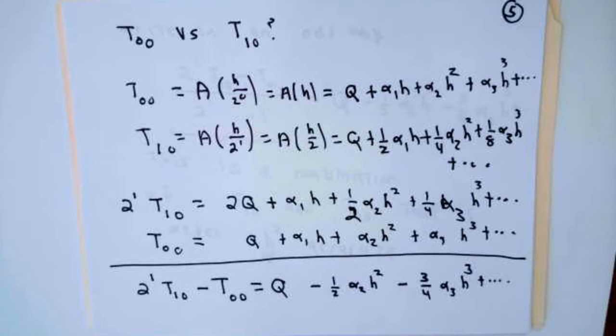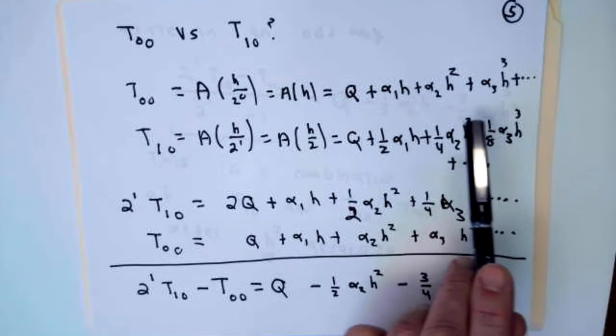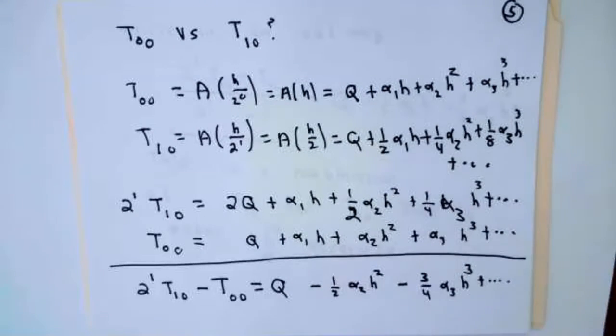What follows is a large mass of algebra, so it's better to look at it when you can pause the video, for example. If I think about T00, this is the approximation based on h over 2 to the 0 power. That is just the approximation based on h. And our presumption that everything is nice means that I can write out the series expansion. T00 is the true value plus alpha 1 h plus alpha 2 h squared, and so on and so forth.